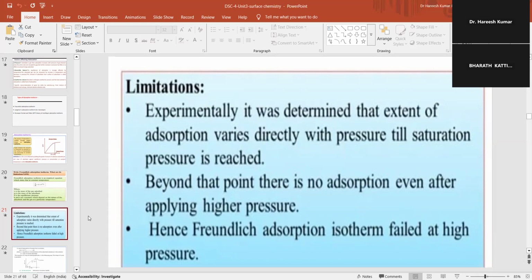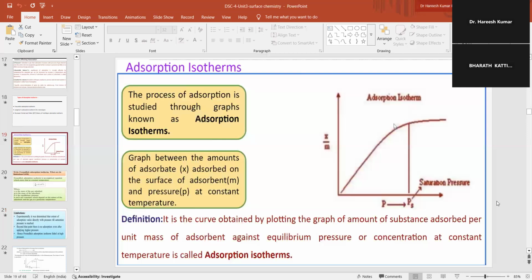Then experimentally it was determined that the extent of adsorption varies directly with the pressure till saturation pressure is reached. Beyond that point, there is no adsorption even after applying higher pressure. Hence, Freundlich adsorption isotherm failed at high pressure. Even the graph showed the same thing. The graph was uniform, showing constant after the saturation point, because there are no active sites. That's the reason there is no increase of adsorption.